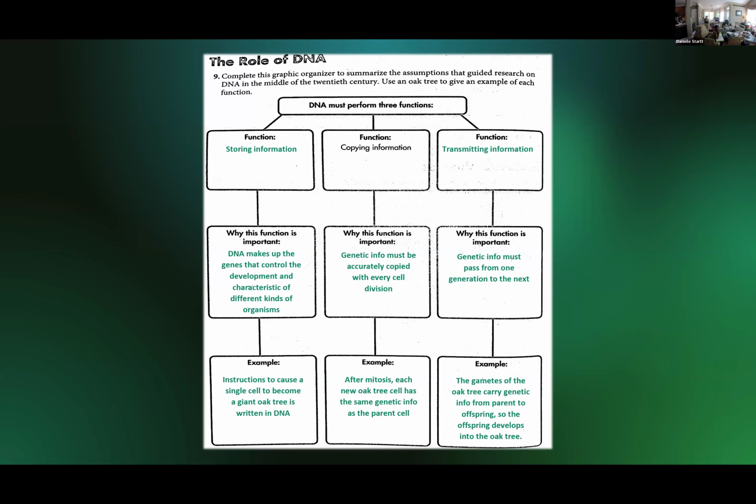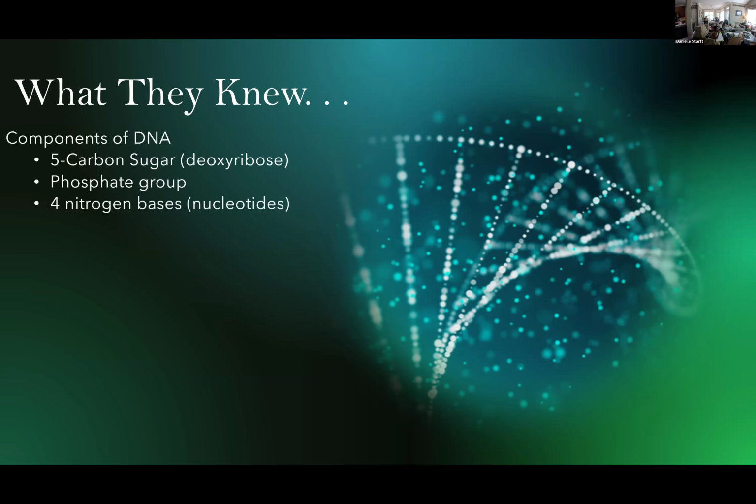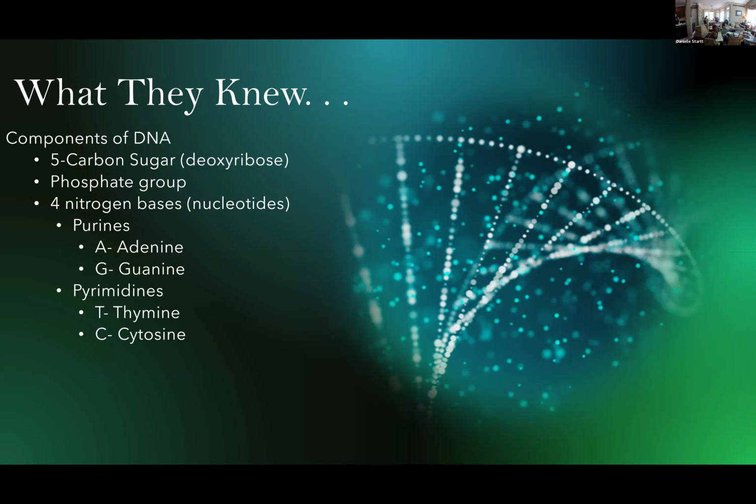All right, what's the structure of DNA? Here's what they knew going into the process. This was a hot topic. There were a lot of people working on this, a lot of people wanted to find this out. This was the hot topic in science. They knew going in that DNA had certain components, including a 5-carbon sugar, which is deoxyribose, a phosphate group, and 4 nitrogen bases, which are your nucleotides: the purines, adenine and guanine, and the pyrimidines, thymine and cytosine. They knew all this.